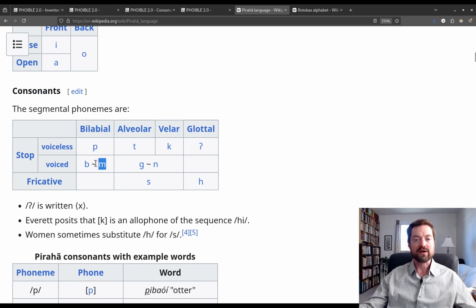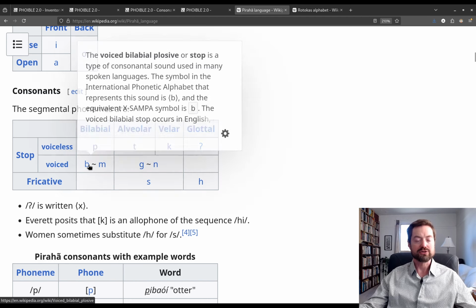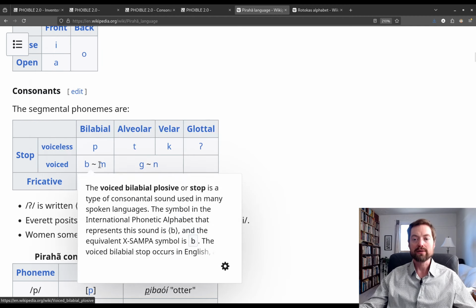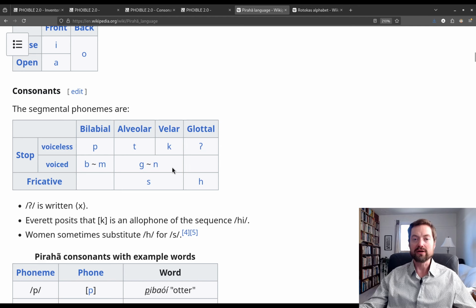And you also have this variation with the nasals. So B could also be M. G can also be N, which sort of corresponds with what would be D. N is an alveolar sound, and G is a velar sound. So N is made with the front of the tongue, G with the back of the tongue, but they are merged together as a single sound.